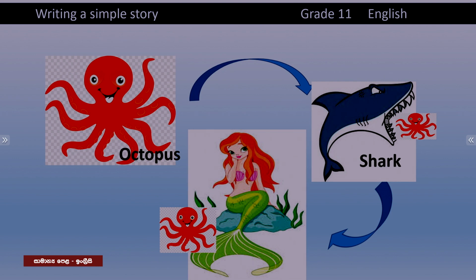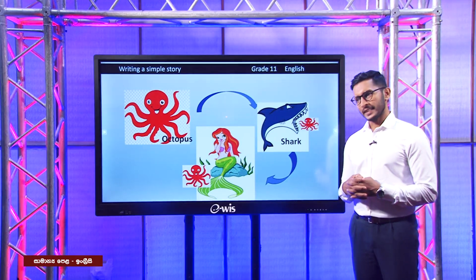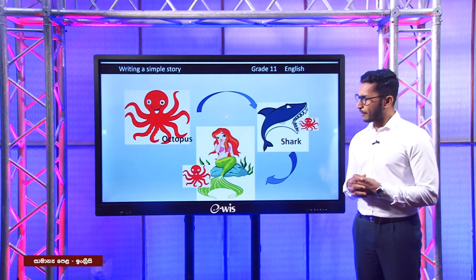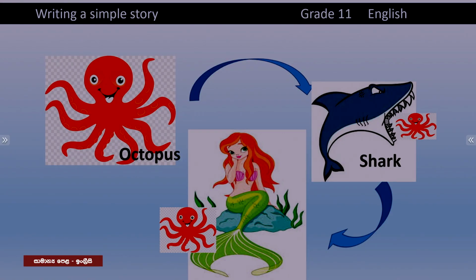Now finally we have the third picture. Yes, she has an upper body of a female human and she has a tail of a fish. So what is it? It's a mermaid.